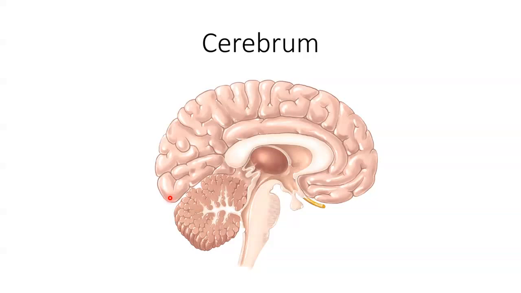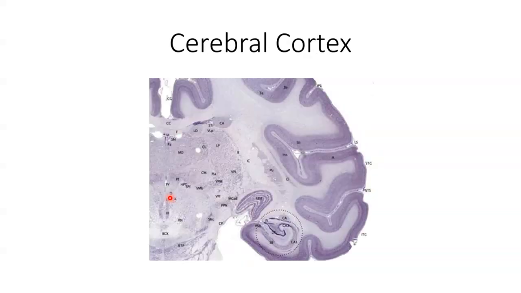Our higher order functions generally fall into 2 categories, either cognition, so this includes our intellectual function, our memory, speech, language, planning, and decision making, and then our behaviour. And this is typically a manifestation of these cognitive functions, but influenced by things like our personality.